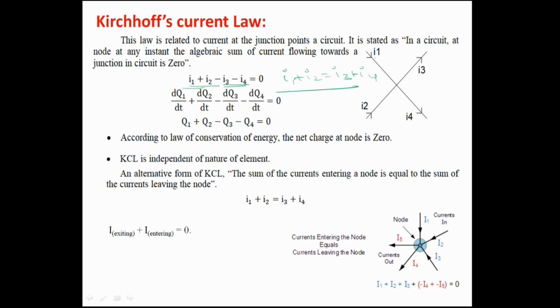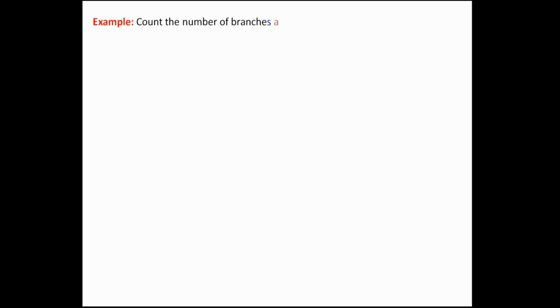If you represent it as I1 plus I2 is equal to I3 plus I4, these two are entering currents and these two are leaving currents, right? So this is about Kirchhoff's current law. Now let us look at an example.